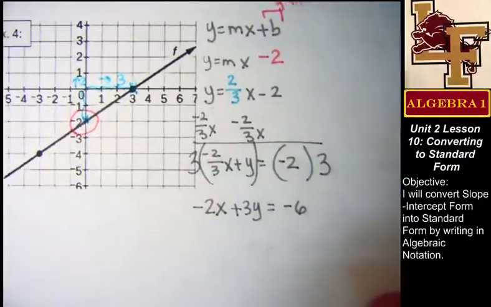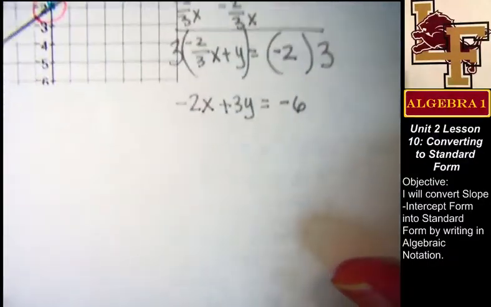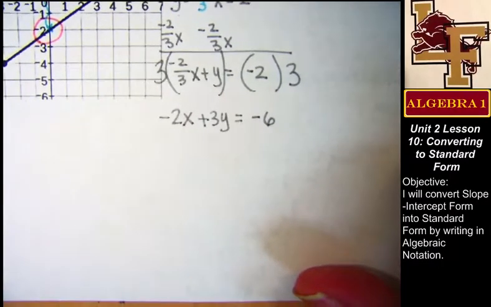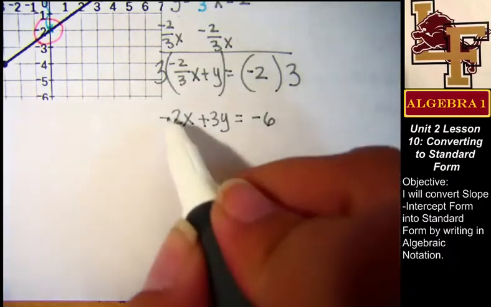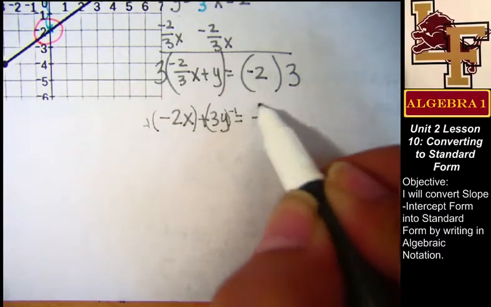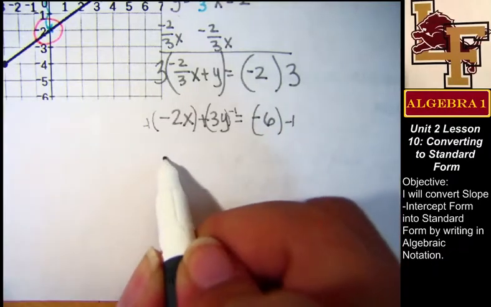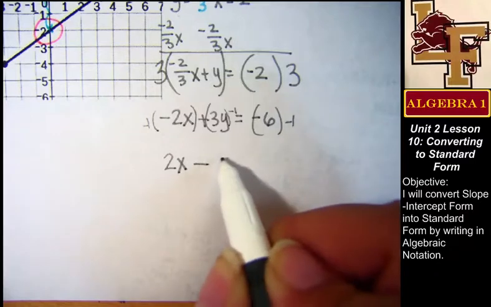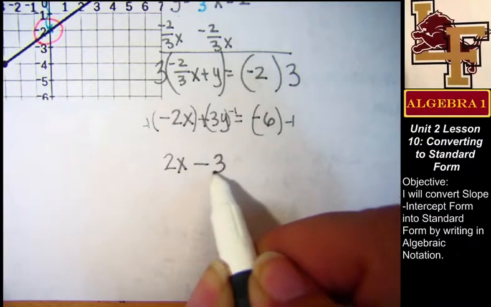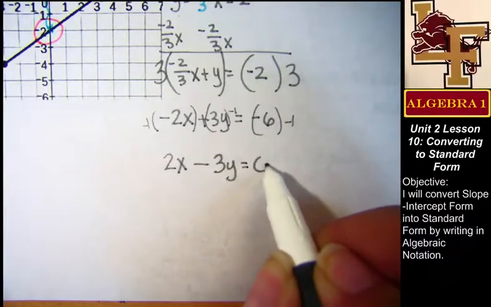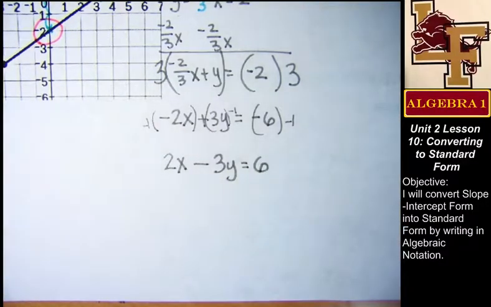And then I'm going to look at my x term and ask, is that positive or negative? Negative. So I've got to get rid of the negative. I'm going to multiply everything by a -1. You're going to get a -1, and a -1, and a -1. -1 times -2 is 2. -1 times +3 is -3. -6 times -1 is +6. I now have the equation of that line in standard form.